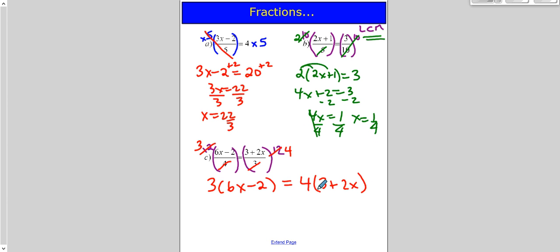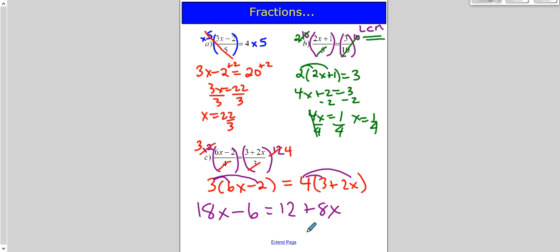Okay, so still going to be a big question, but we've gotten rid of our fractions, which is awesome. I'm going to take a moment, multiply what's outside my brackets by what's inside my brackets. So 3 times 6 is 18x. 3 times -2 is -6. 4 times 3 is 12. 4 times plus 2x is 8x.